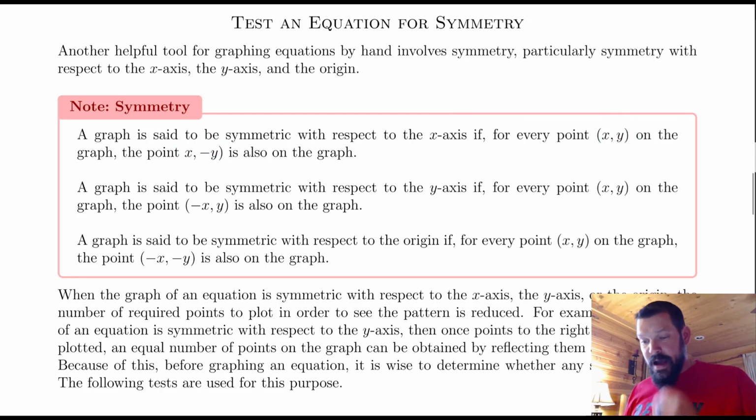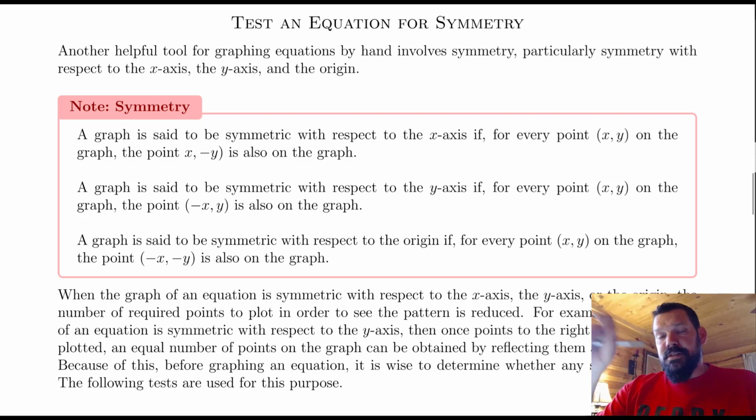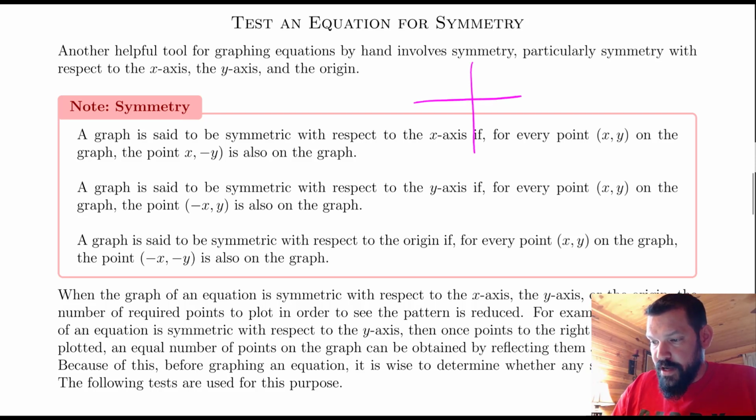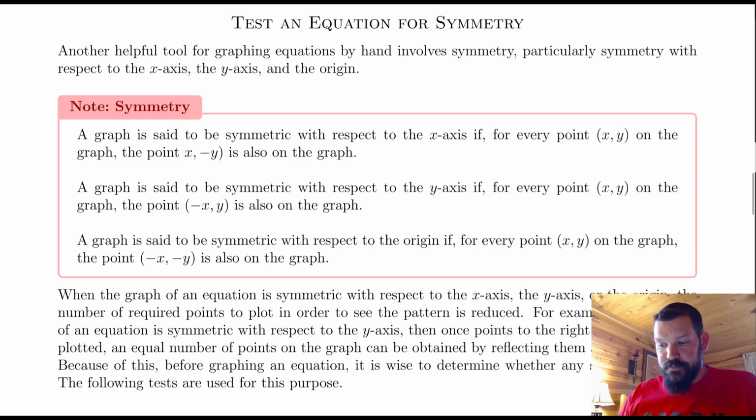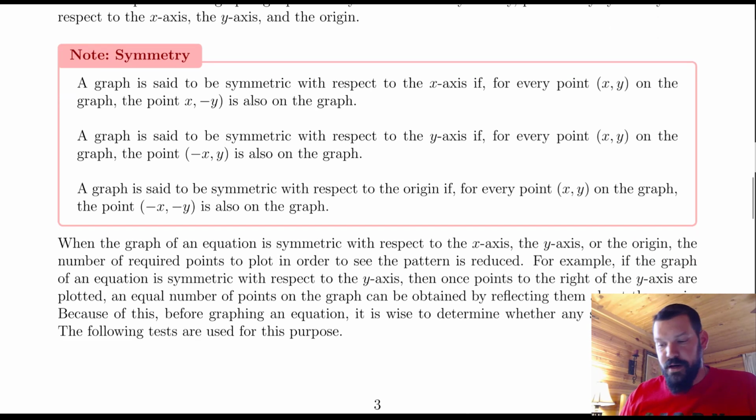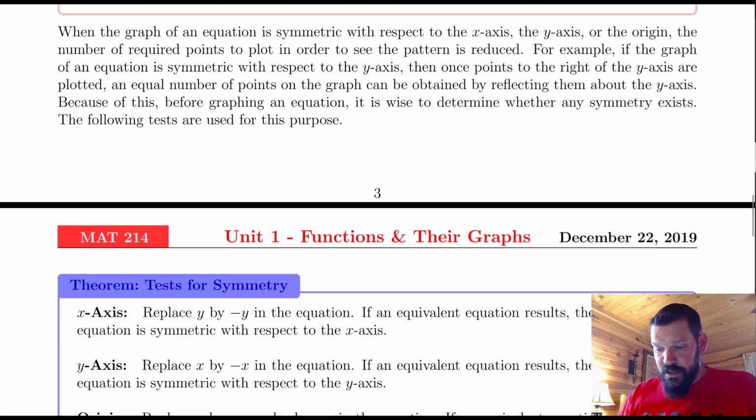For symmetry about the y-axis, it's just the opposite. Our (x, y) ordered pair, the y value stays the same, but we now take the opposite of the x value. And if it's symmetric with respect to the origin, which means it would be the line y equals x, we just take the opposite of both values, and we will have the new ordered pair based on that symmetry.